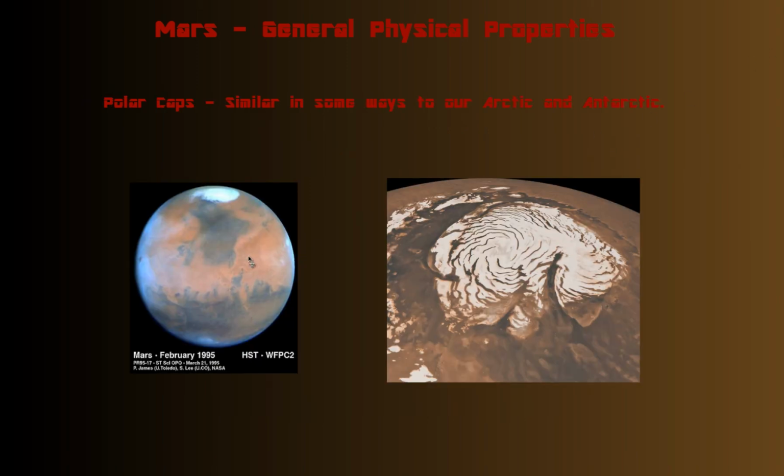The last thing I want to talk about, very briefly, because I'm going to do a video on just the polar caps, is that Mars also has polar caps like the Earth. In some ways, they're similar to ours, like the Arctic and the Antarctic, but in other ways, they're different. They're made up of a lot of dry ice, or frozen carbon dioxide, in addition to some water. That's kind of a unique feature. And these are very prominent. They're one of the first things you may notice if you look at Mars through a telescope and get a pretty close-up view.